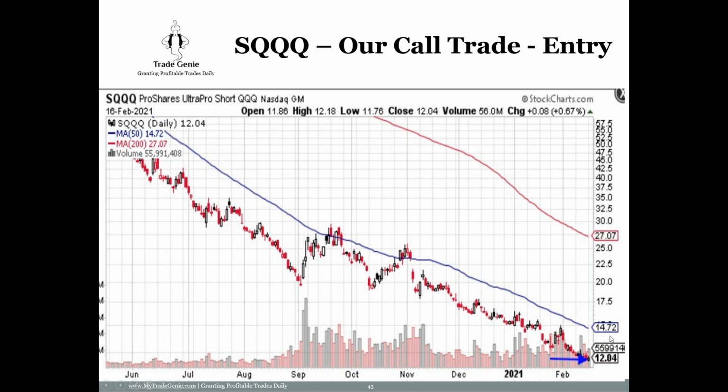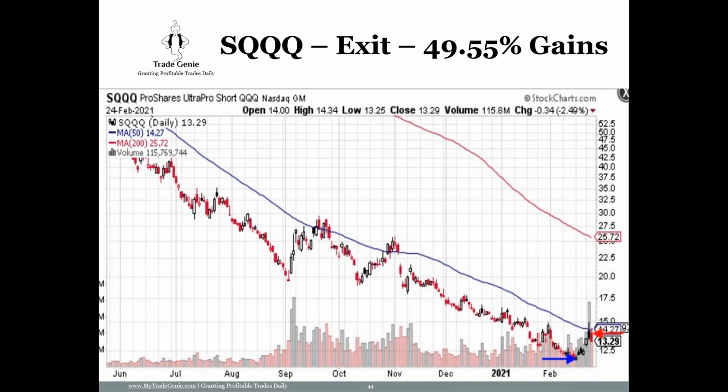I sent the alert to buy calls around here, 12. There's no indicator right there, right? You see, there's no indicator. Nobody can tell SQQQ is going up. But you see, it went to 14. We made 14. It actually went up further, but I closed it because I saw a reversal coming up in Nasdaq.